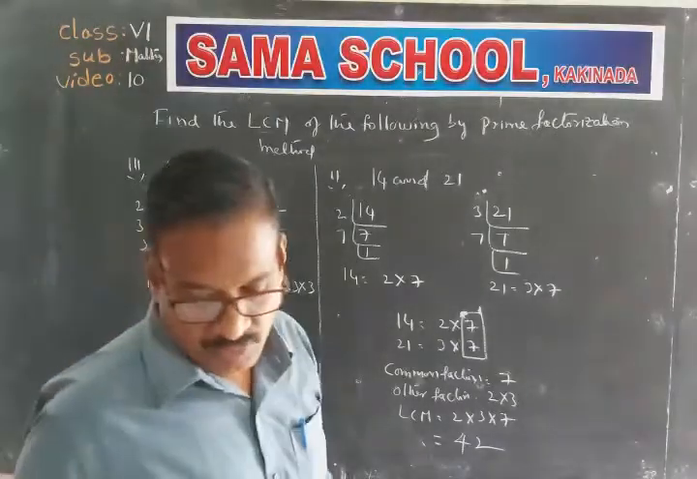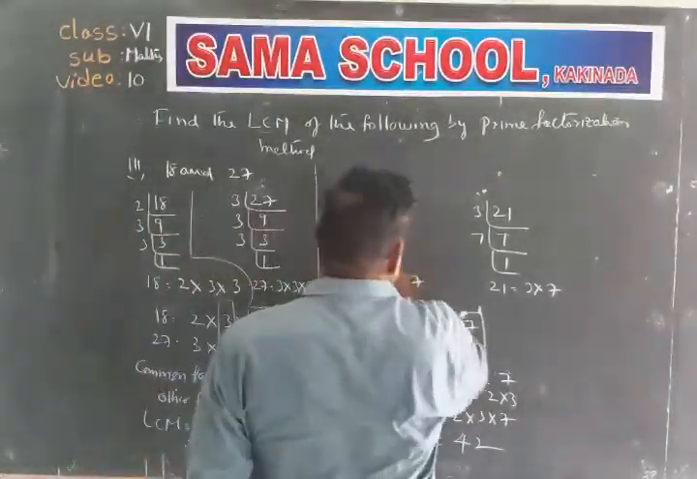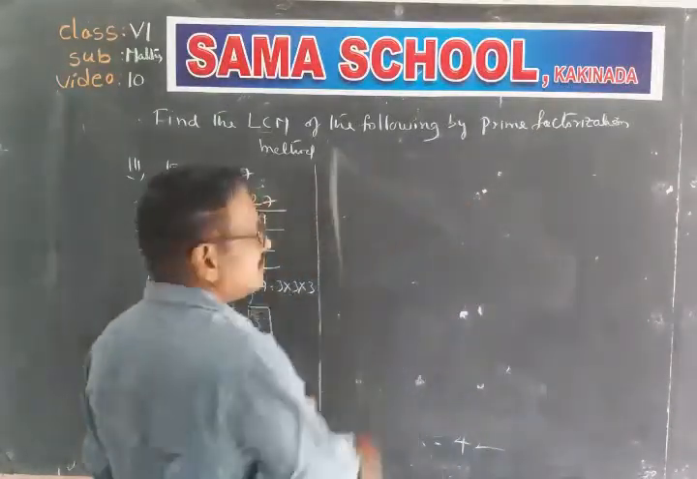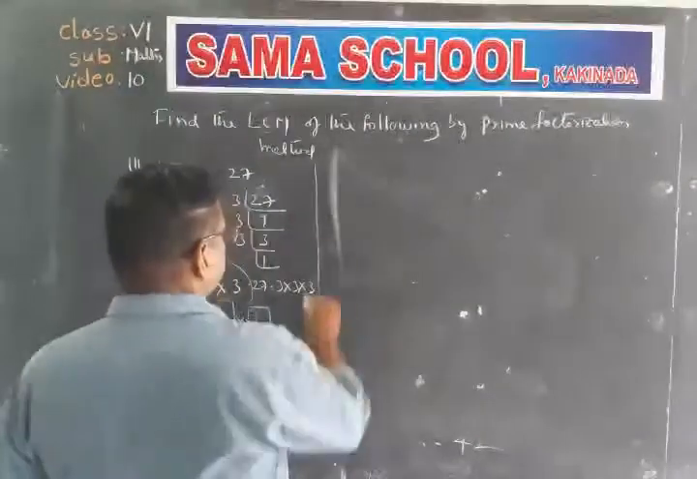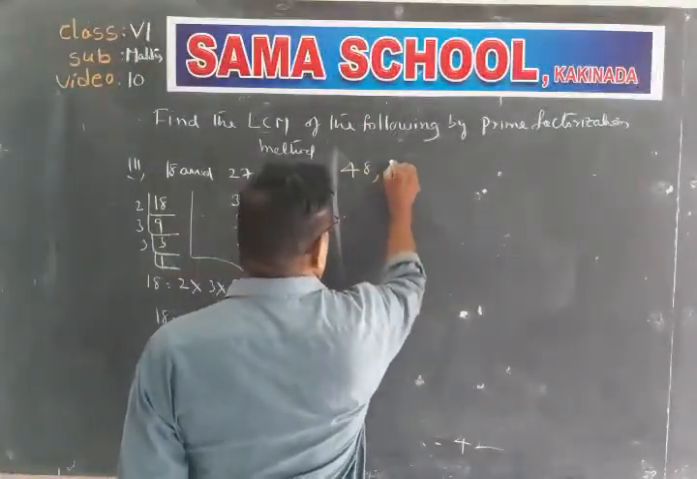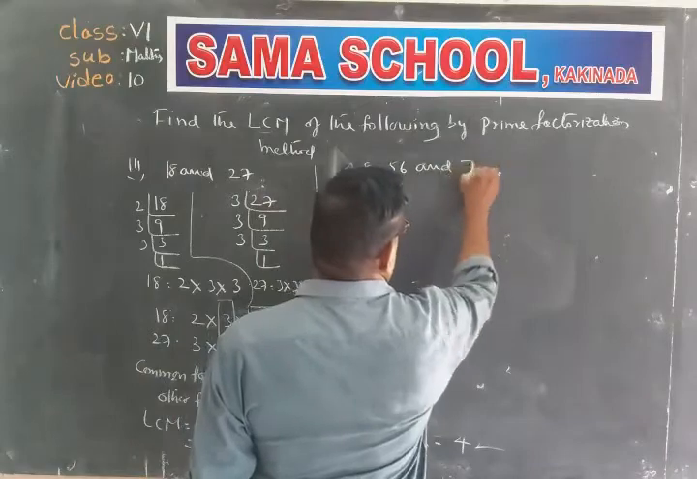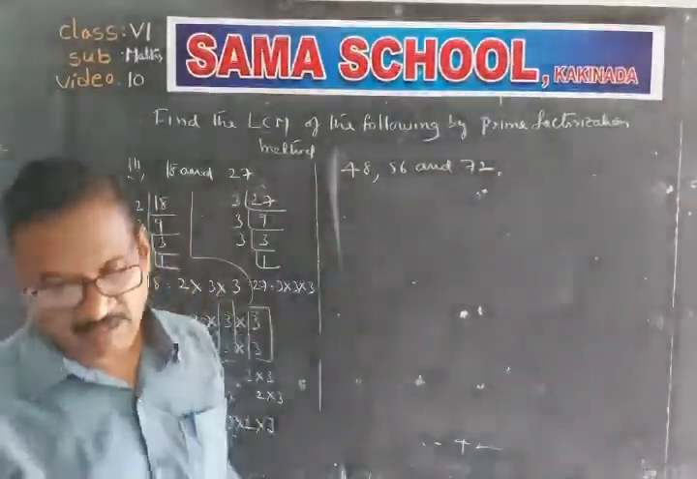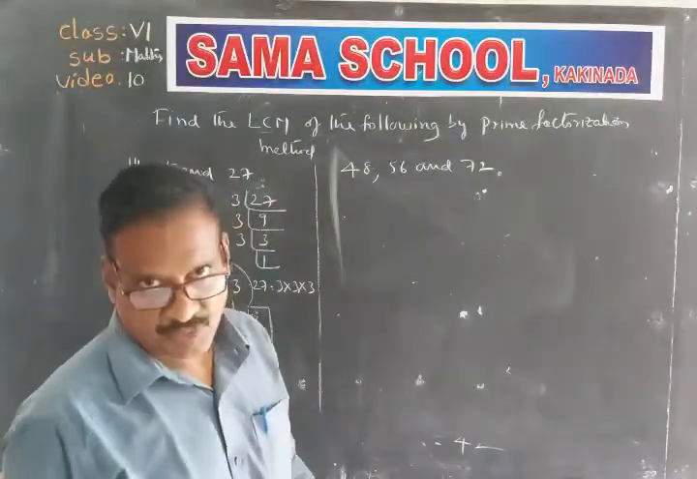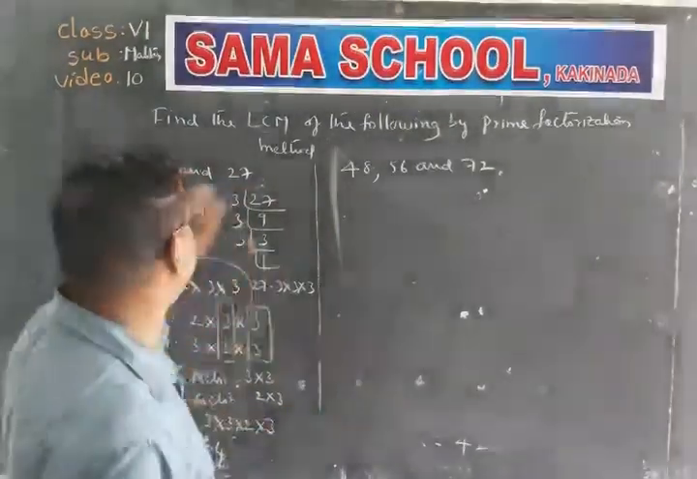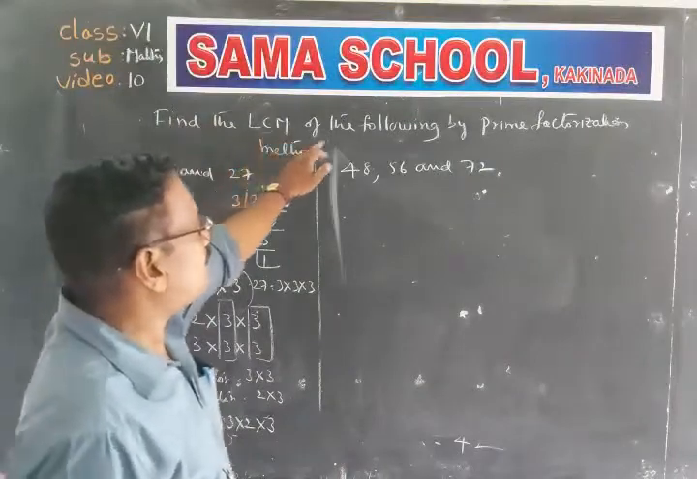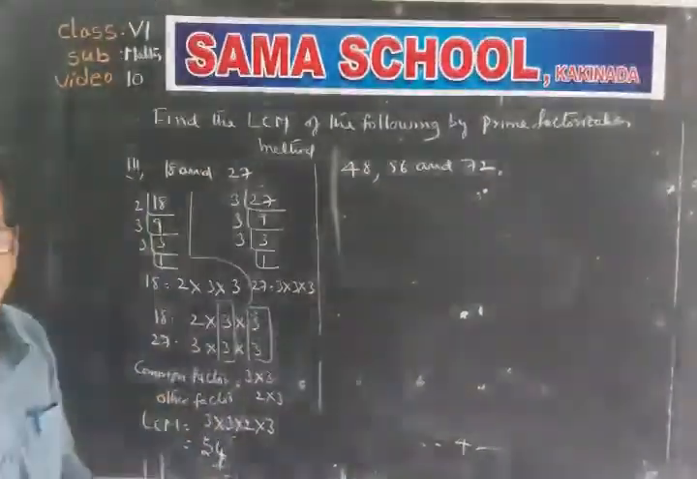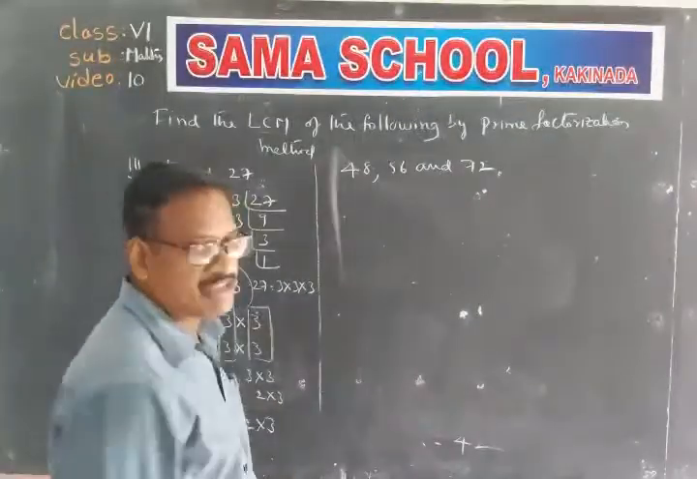Next one: 48, 56 and 72. These are the given three numbers. In the given three numbers 48, 56 and 72, you find the LCM. Now, what is the method used? Find the LCM of the following by the prime factorization method. Using prime factorization, what is the first of the given three numbers?